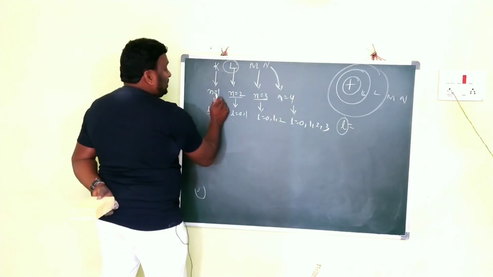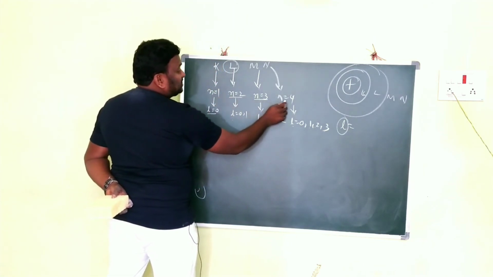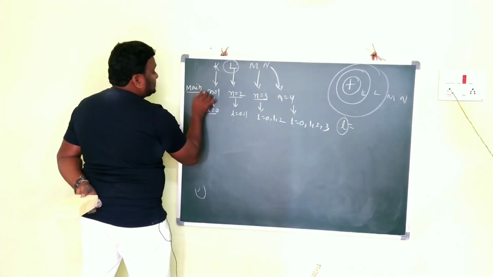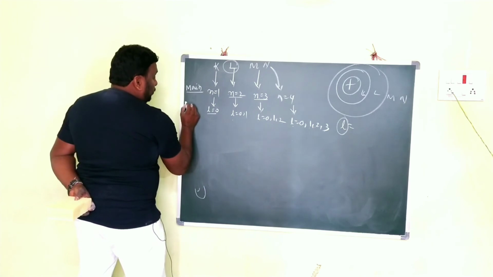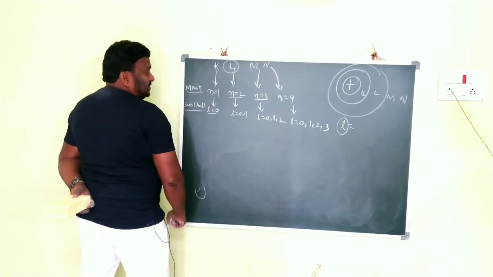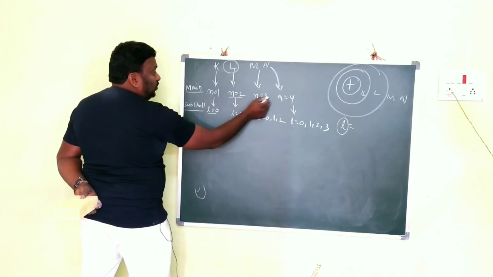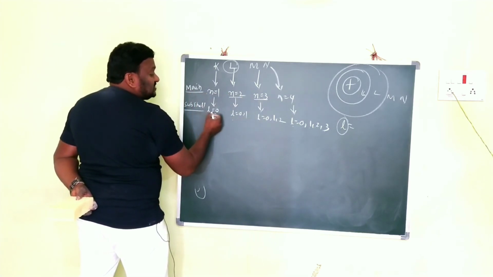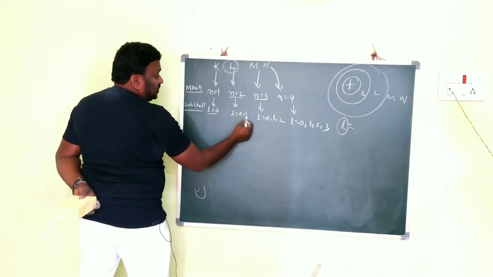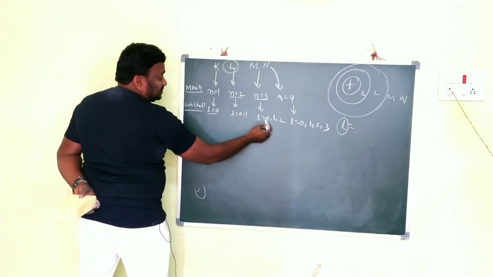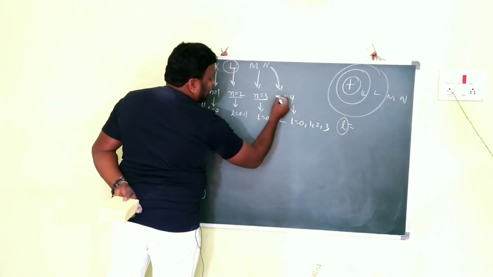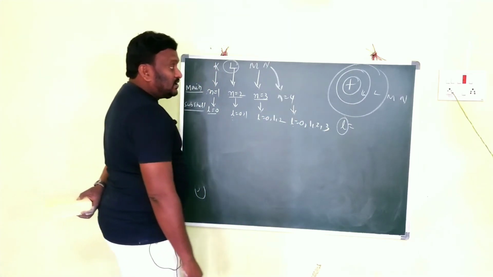So n equals 1, n equals 2, n equals 3, n equals 4 are the main shells. And what I am writing now are the subshells. The main shell is given by the principal quantum number, and the subshells are given by the azimuthal quantum number: l equals 0 for n equals 1, l equals 0, 1 for n equals 2, l equals 0, 1, 2 for n equals 3, and l equals 0, 1, 2, 3 for n equals 4. Clear?